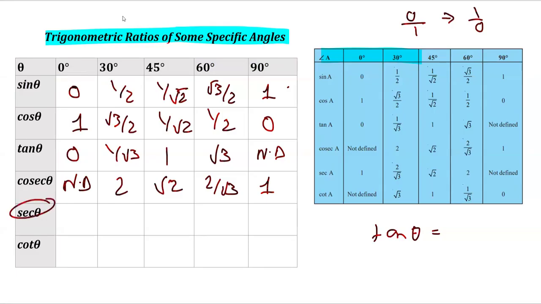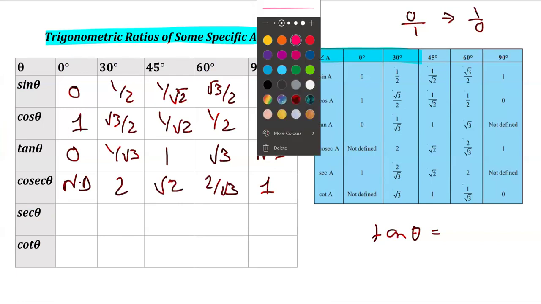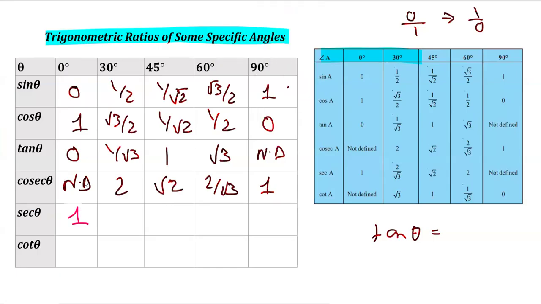Next, sec is reciprocal of cos. So you will be reciprocating this here. Reciprocal of 1 is going to be what? 1 only. Reciprocal of this is 2 over root 3. 1 by root 2 reciprocal is root 2. Reciprocal of this is 2. And 0 reciprocal, as I said, is this, and reciprocal of 0 is not defined. Next is our cot.